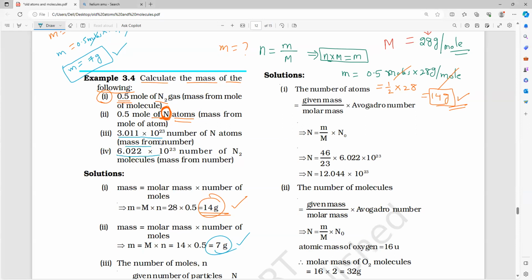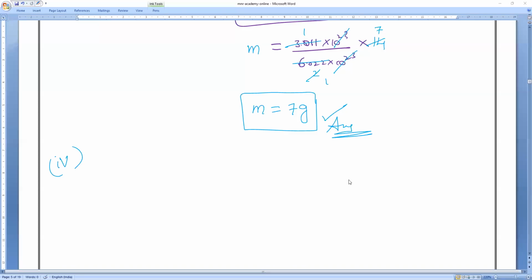Next, see, 6.022 into 10 power 23 number of N2 molecules. Then again same formula, same question, but the particles are now just double. The given number of particles is 6.022 into 10 power 23. We all know Avogadro number is also 6.022 into 10 power 23 only. Do you understand, everybody? So you need not worry about it.